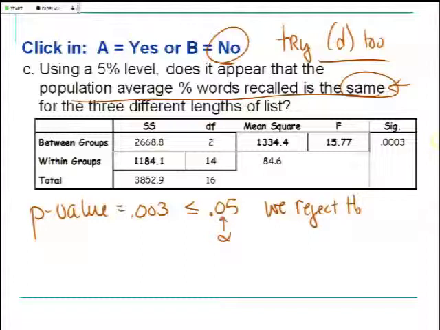All right. If the question had said, at a 5% level, does it appear that there's no effect of the length of the list on the average percent of words recalled, we would say, what? Does it appear like there's no effect? No, there is some effect.